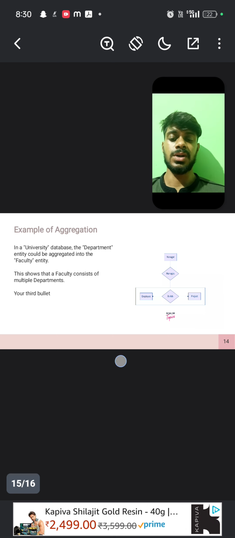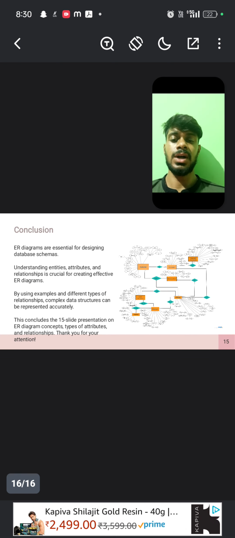Conclusion. ER diagrams are essential for designing database schemas. Understanding entities, attributes, and relationships is crucial for creating effective ER diagrams. By using examples and different types of relationships, complex data structures can be represented accurately. This concludes the presentation on the ER diagram.